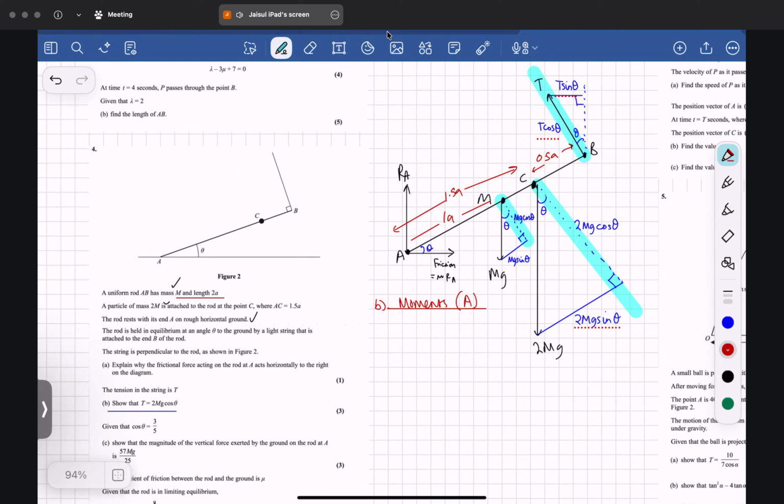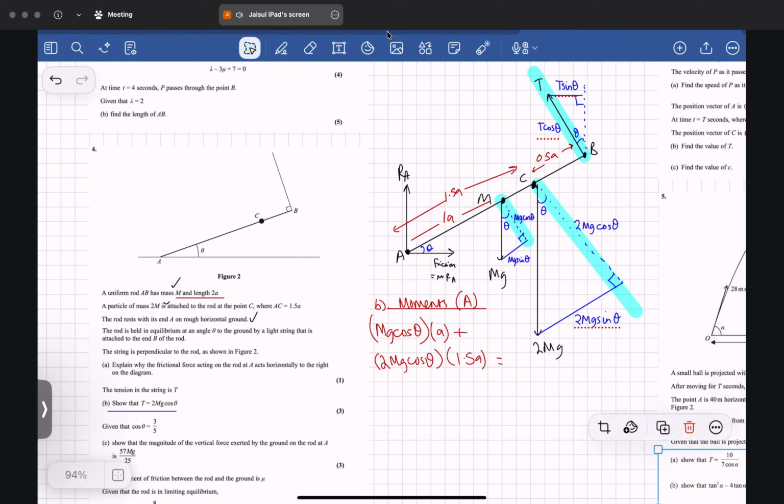Okay. So what's the first moment? Force times distance. So mg cos theta times 1a, right? And the next one? 2mg cos theta times 1.5a. Good. Equals, and the other one?